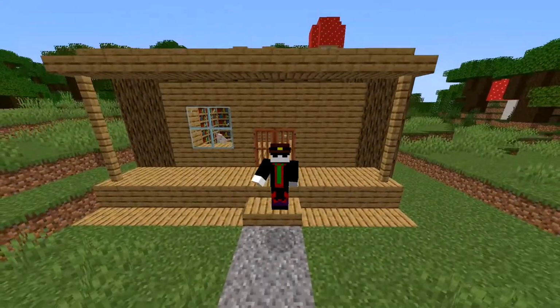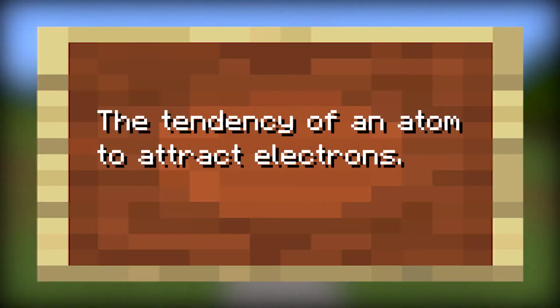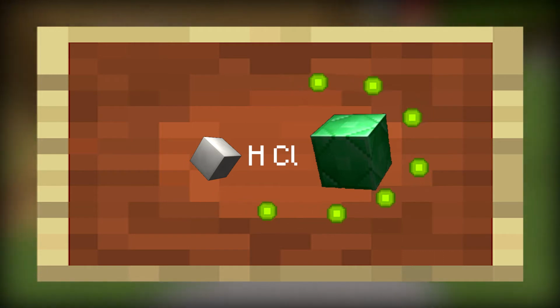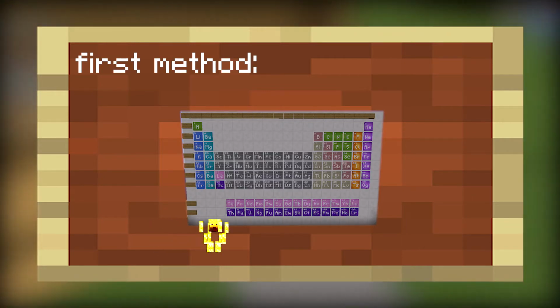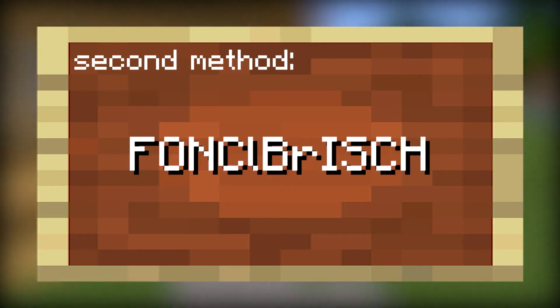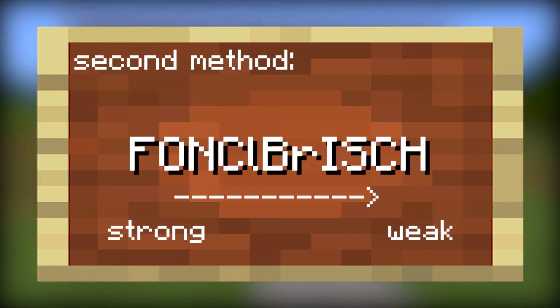You've already learned what electronegativity is from Unit 3, but as a quick refresher, electronegativity is the tendency of an atom to attract electrons. The stronger the electronegativity, the more the atom hogs the electrons in a covalently bound molecule. You can usually determine electronegativity in two ways. The first is using a periodic table where electronegativity is greater as you move down a period and up a group. The other method is using the acronym Fonkelbrish, which shows commonly used elements in decreasing electronegativity.